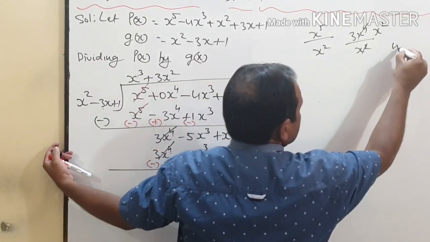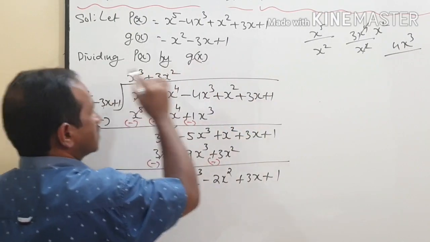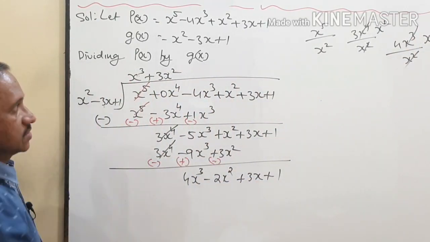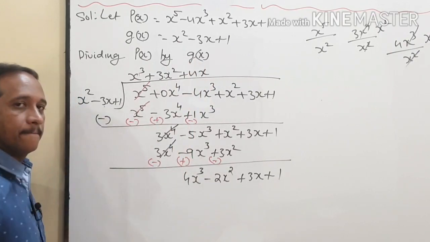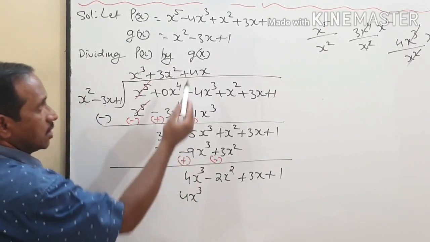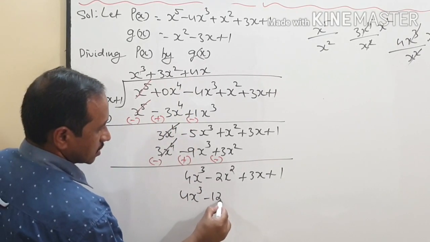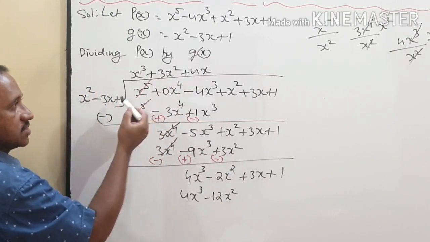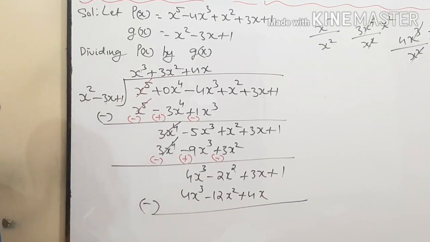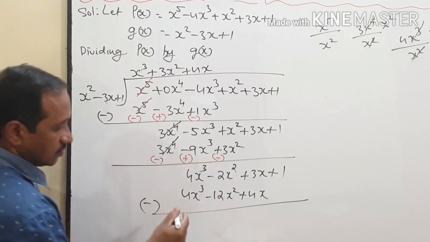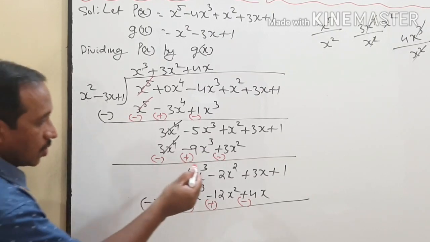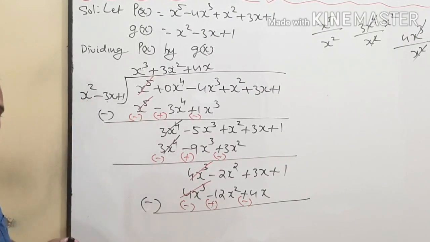Now the first term is 4x cube by the first term x square. x cube and x square get cancelled. We get 4x, so I write 4x here. Now 4x into x square is 4x cube. 4x into minus 3 is minus 12x square. 4x into plus 1 is plus 4x. What is next? To subtract. When you subtract, the sign will change: minus, plus, minus. Now 4x cube minus 4x cube will be 0.